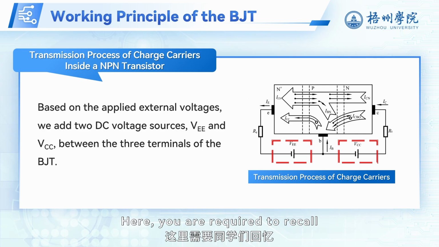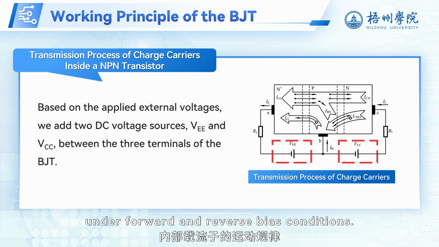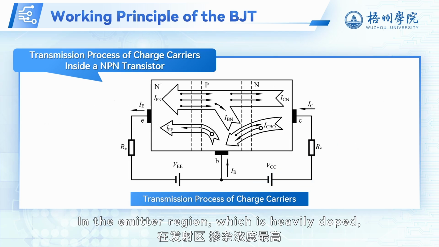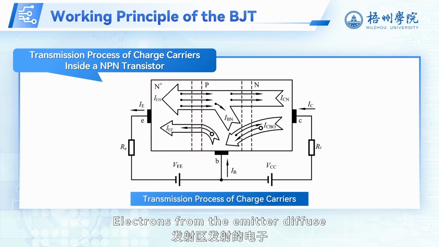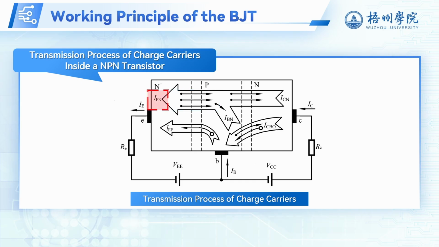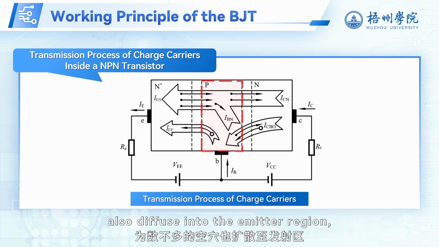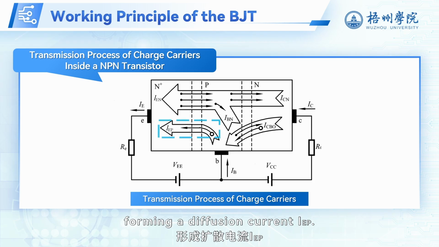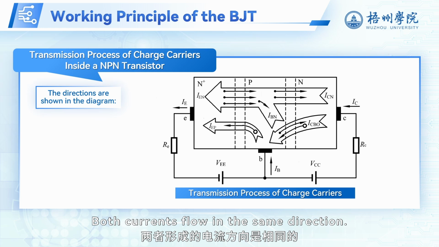Here, you are required to recall the movement behavior of charge carriers inside a PN junction under forward and reverse bias conditions. In the emitter region, which is heavily doped, diffusion dominates under forward bias. Electrons from the emitter diffuse into the base region, forming the main diffusion current IEN. The few holes in the lightly doped base region also diffuse into the emitter region, forming a diffusion current IEP. Both currents flow in the same direction.